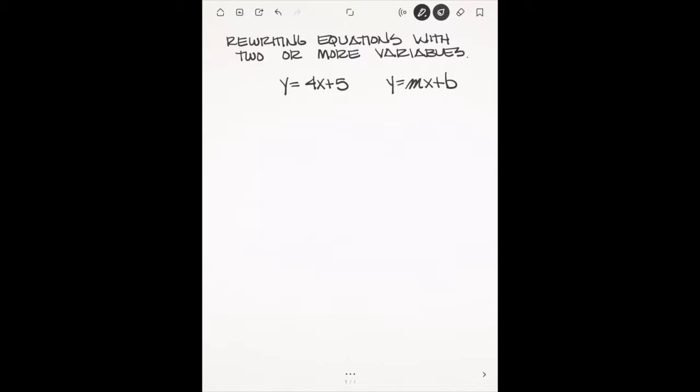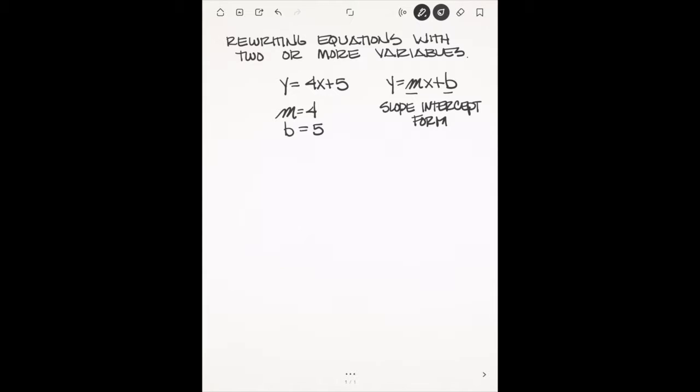And this type of equation has a special name. We call this the slope-intercept form of the equation. And the reason why is you can see the slope and you can see the y-intercept when it's in this form. So this equation right here, I can quickly look and see my slope is 4 and my y-intercept is 5.